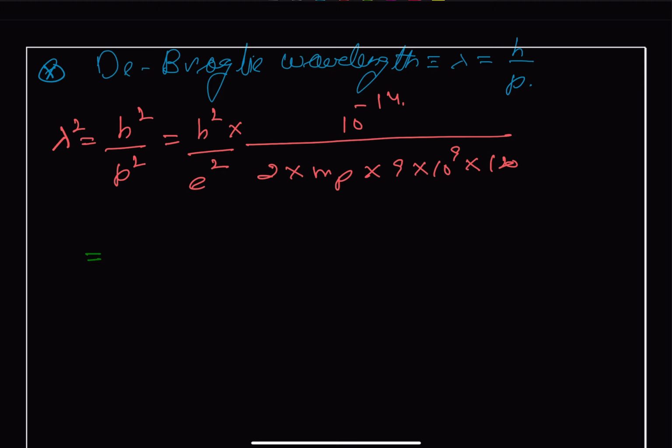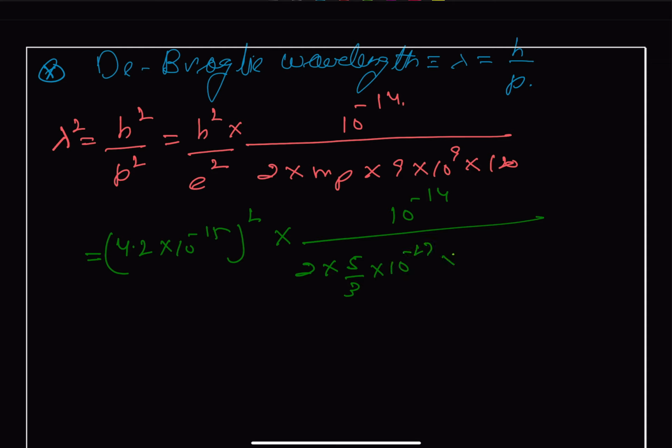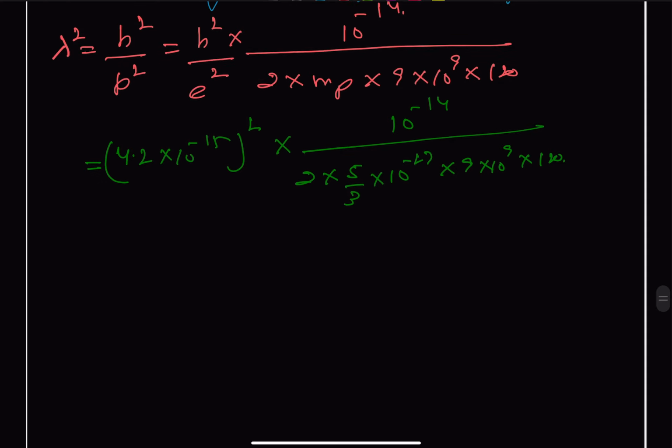This will be giving us 4.2 into 10 to the power minus 15 whole square multiplied by 10 to the power minus 14, and we have this as 2 into 5 by 3 multiplied by 10 to the power minus 27 into 9 into 10 to the power 9 into 120. Now it is part of calculation.